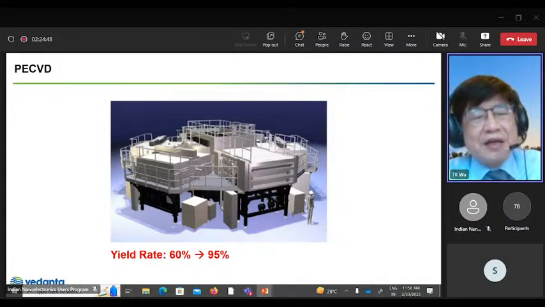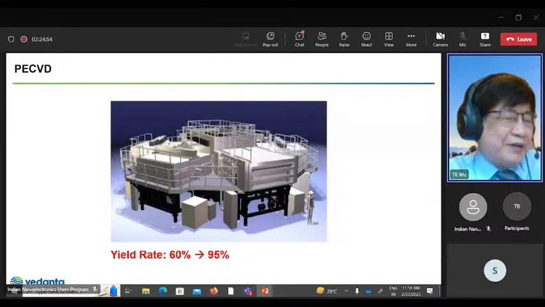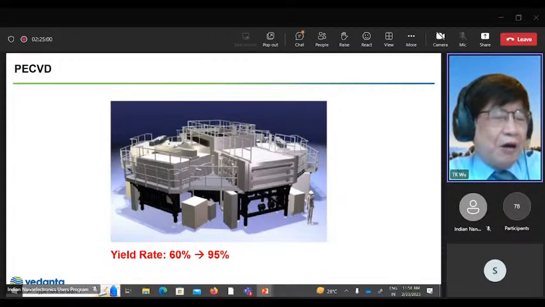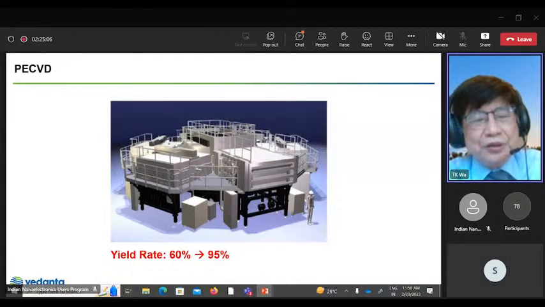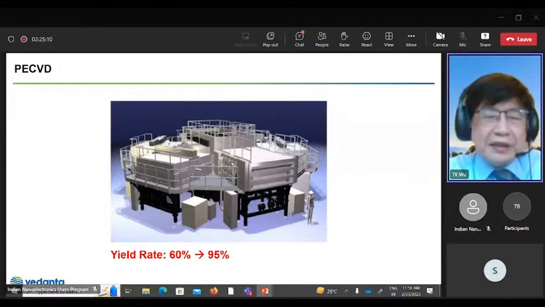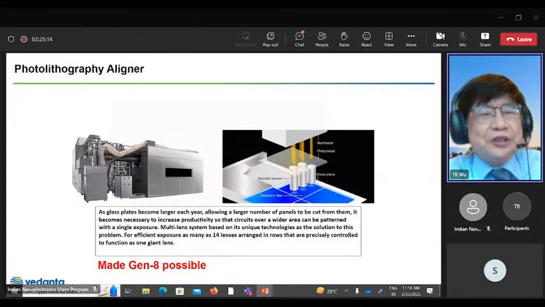AKT designed the reactor chamber in PECVD, and such a design is based on the kinetic theory of gas molecules. So PECVD was developed based on a lot of science. Okay. And the next one, we will see another invention.